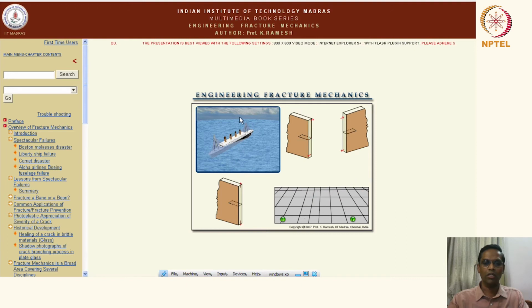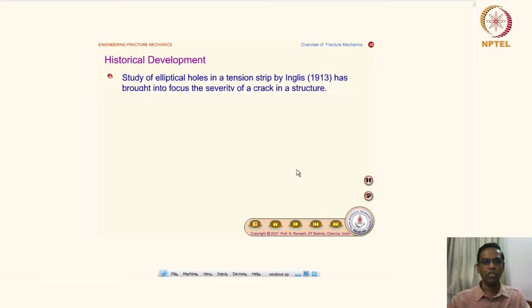So I thought I will use this book for taking the fracture mechanics course in our department as well, because all these animations not only are beautiful, they also motivate the students to look at them, and it creates a lot of awareness about the concepts, and it's very interesting. Okay, so we will start this chapter by just looking at historical development.